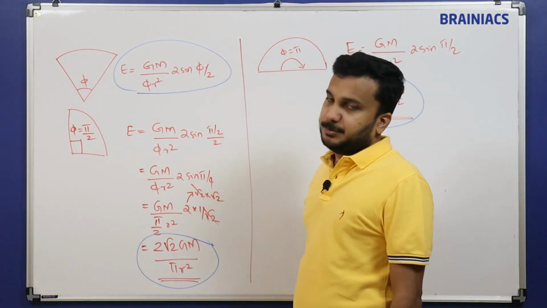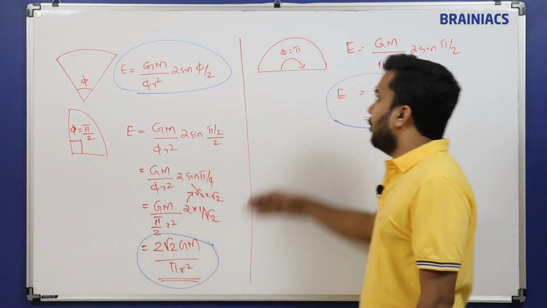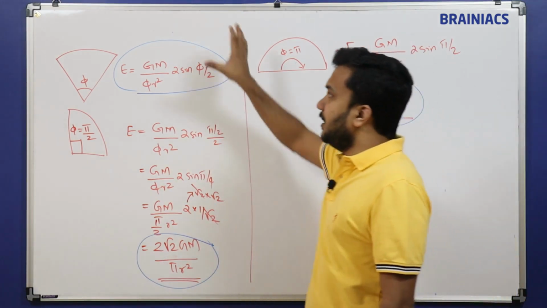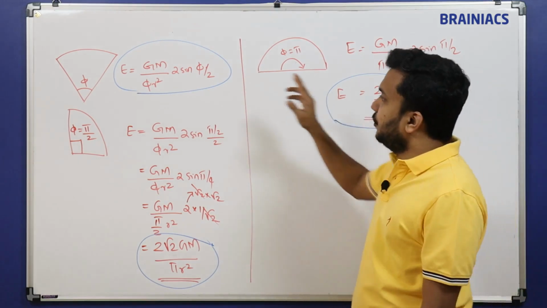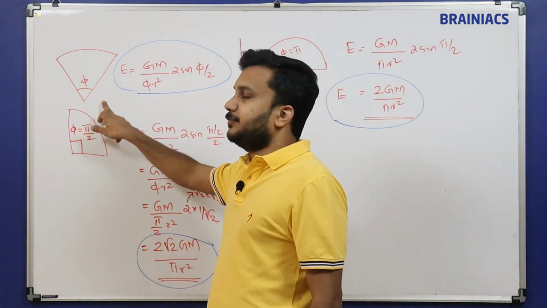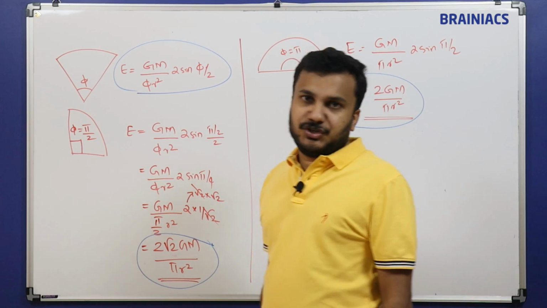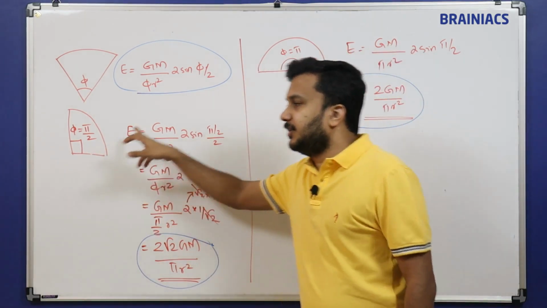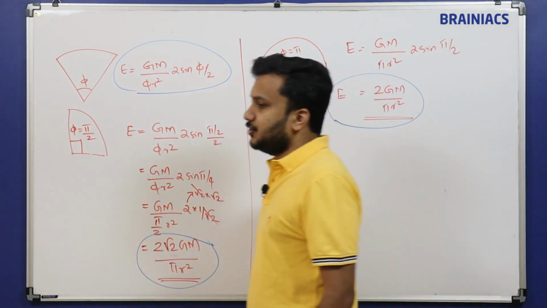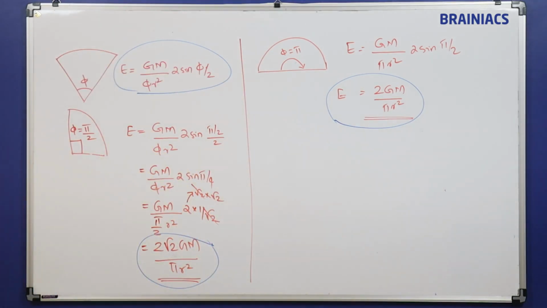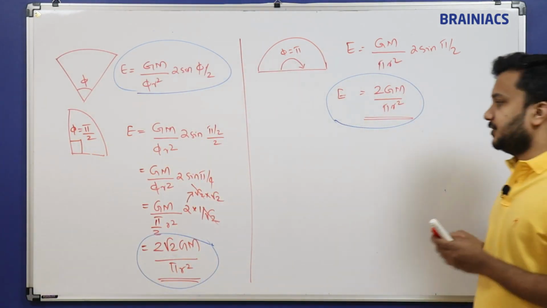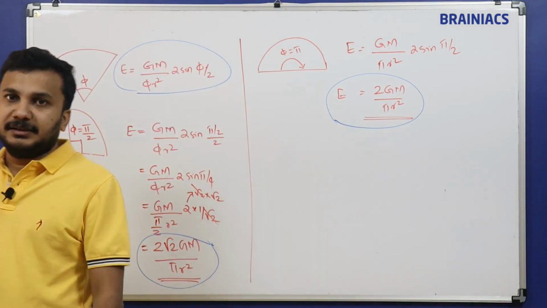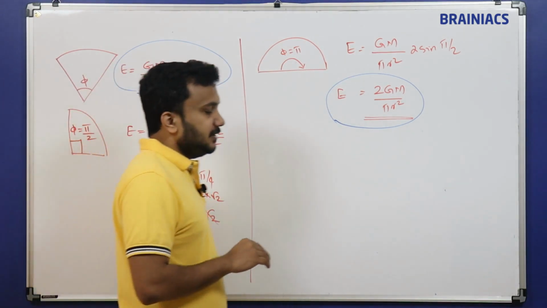So suppose if you don't remember this, if you remember only this one, you can derive these two. Because if you know this concept, you can substitute the value of phi depending upon the shape, whether it is a quarter circle or a half circle, and you can find the gravitational field intensity for this structure. Okay, this is the basics of this one.